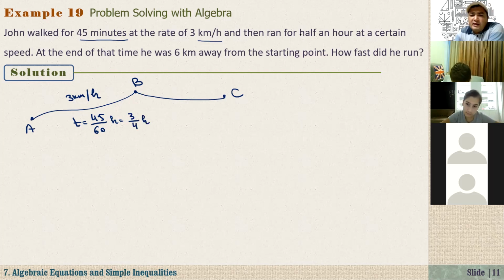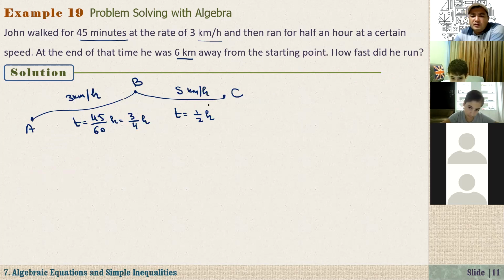After that, it says he ran for half an hour at a certain speed. So here the time is half an hour, 1 over 2 hours. And what is his speed? I don't know. Let's say his speed is S kilometers per hour. At the end of that time, he was 6 kilometers away from the starting point, and the starting point is A, because he started moving from A. How fast did he run? So we need to find the speed of his running.